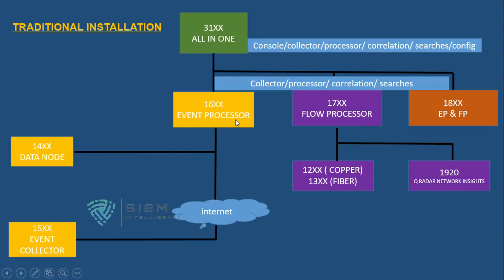Whenever I say there is a 16xx box, that means it is an event processor. Whenever I say 15xx box, it is an event collector. So these are the major distributed environments as well as all-in-one environments. If you install an event processor on your own hardware, it does not mean that it is a 16xx box. Only if you purchase it as an appliance is it a 16xx. Got it? If you purchase the entire appliance, with hardware and software, then you can consider it a 31xx. Otherwise, you can also install on your own hardware.